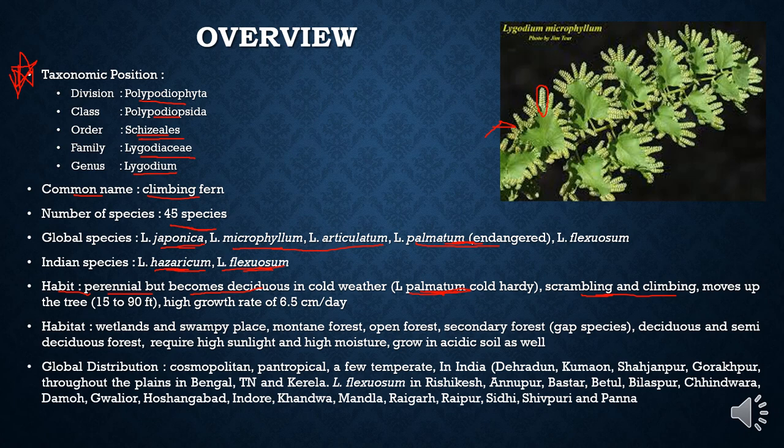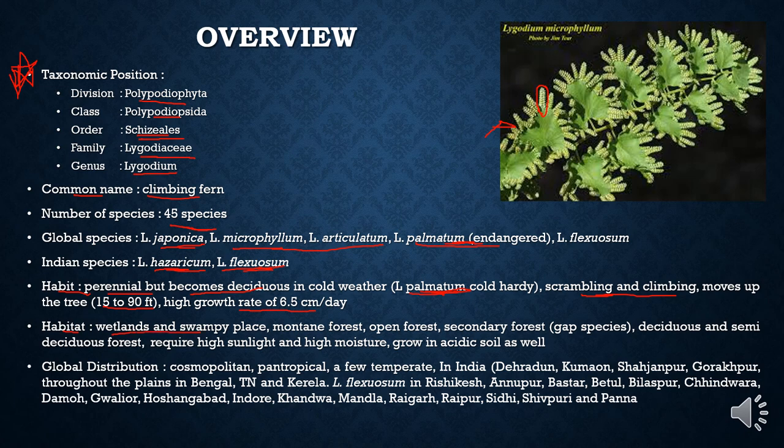So it scrambles, growing layer over itself or other shrubs, or if it gets a tree close by, then it climbs to great height. It can even climb from 15 to 90 feet. But it depends not only on the tree nearby, but also on the species of Lygodium. Some species do not attain much height, but a few species attain great height. That depends on the species. The growth rate is very high, that is 6.5 centimeters per day.